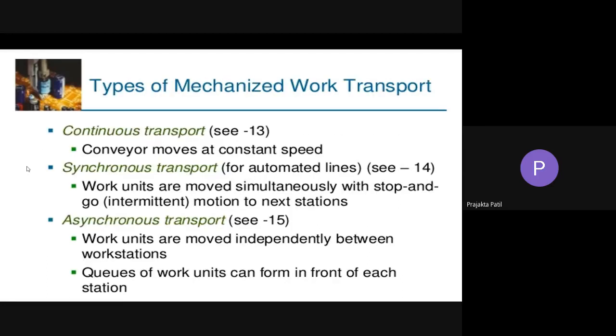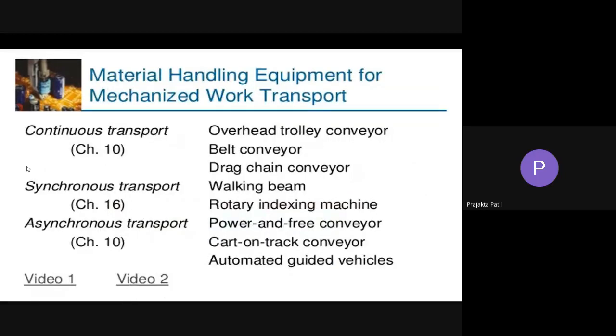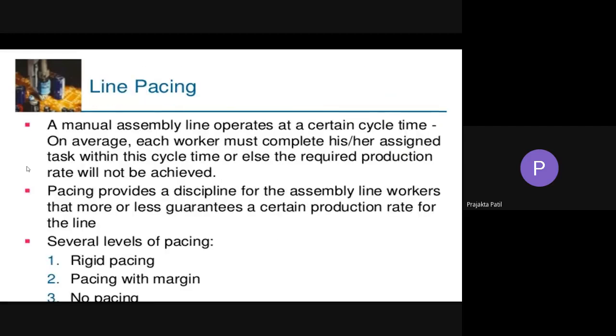Then types of mechanized work transport, we have already studied continuous, synchronous, or asynchronous transport in unit 2. So we know these things already. And these are some of the continuous, synchronous, and asynchronous transport systems that are there. So now coming to what is line pacing.